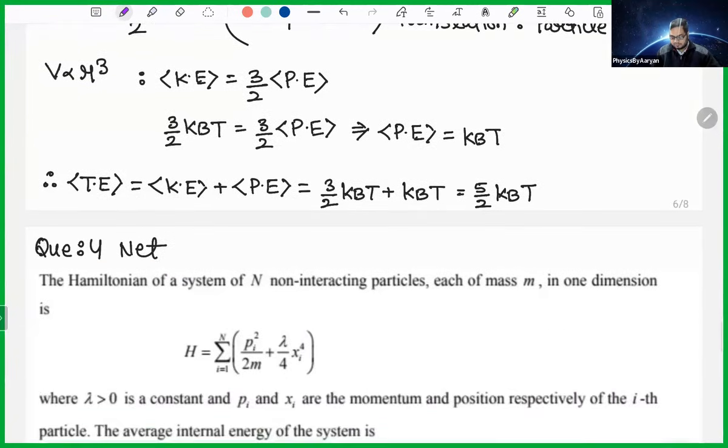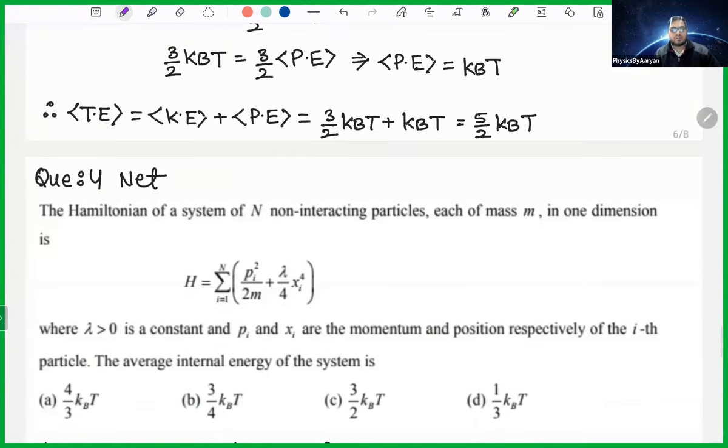Chalo, if you are so clear, tell me the answer to this question. This is a NET PYQ. Sir, where does this relation come from? The virial theorem comes from classical mechanics, by using Lagrangian mechanics. The virial theorem is a theorem in classical mechanics, like the equipartition theorem is a theorem.